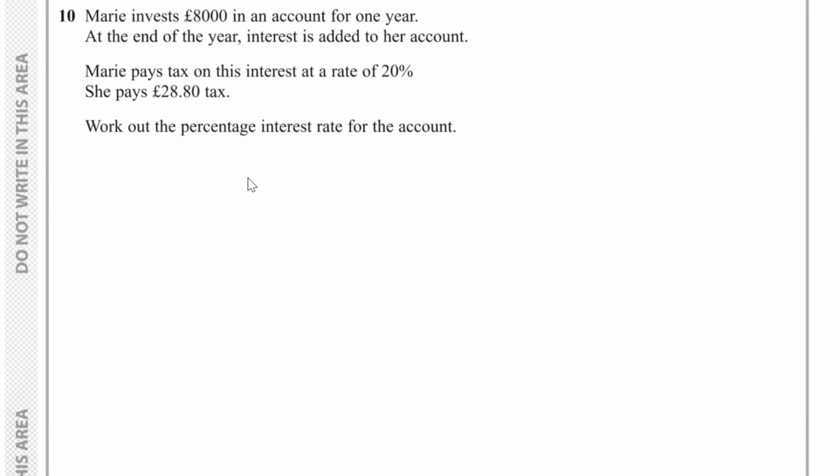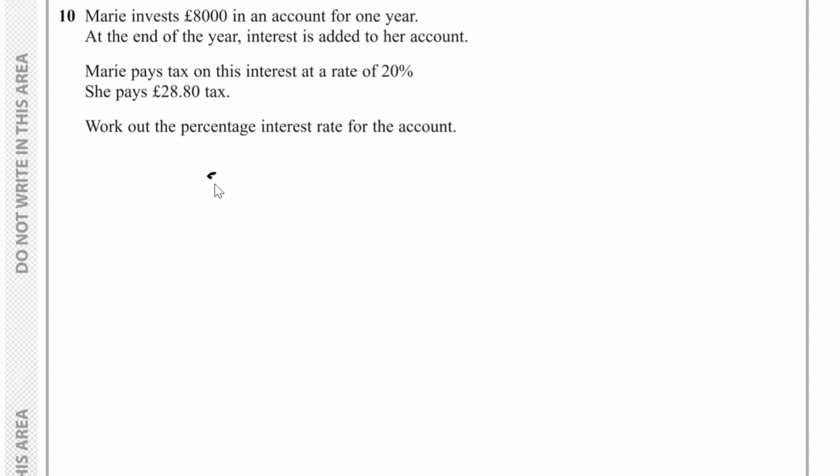Question 10. Marie invests £8,000 in an account for 1 year. At the end of the year, interest is added to her account. Marie pays tax on this interest at a rate of 20%, and she pays £28.80 tax. We have to work out the percentage interest rate for this account. So what's this telling us?